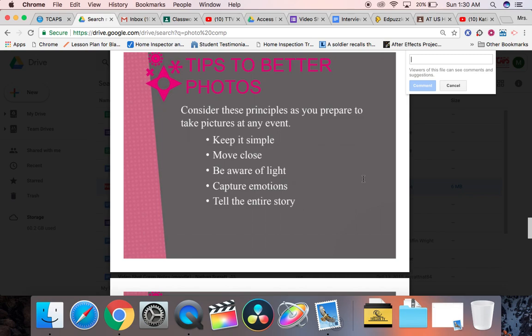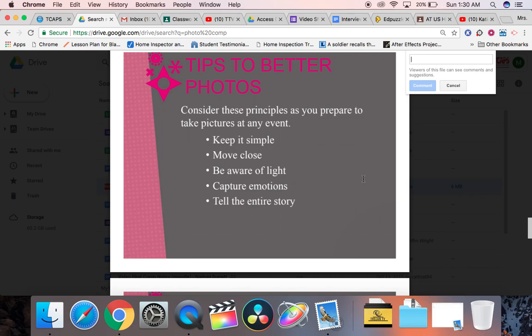Like the football field, for example. We would not shoot from up in the stands. We would get right to the sideline. They're not going to let us go any further out, obviously, onto the field than that. But you have to be at that sideline. And then you use your zoom. You don't use your zoom from the stands.